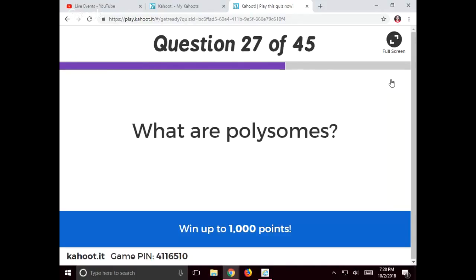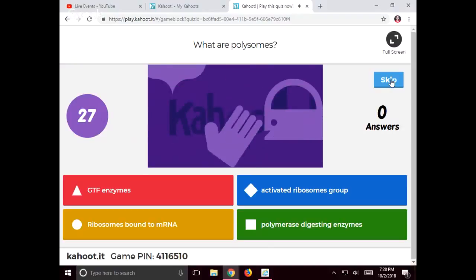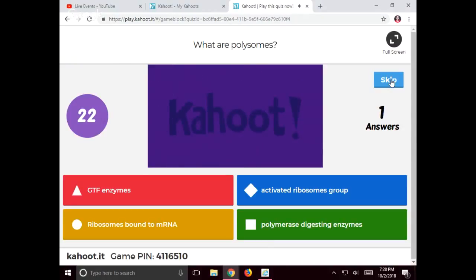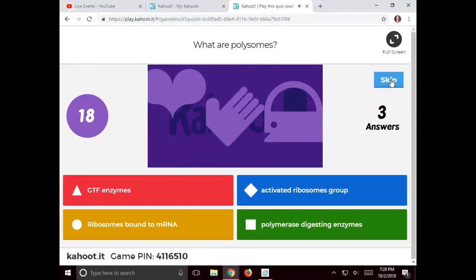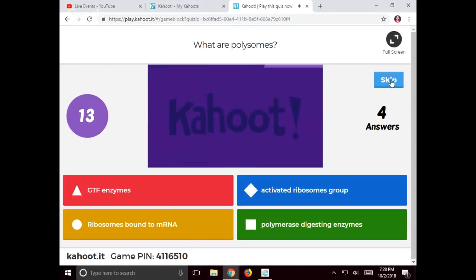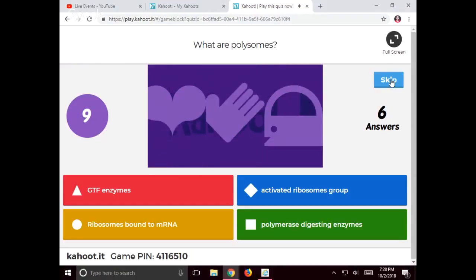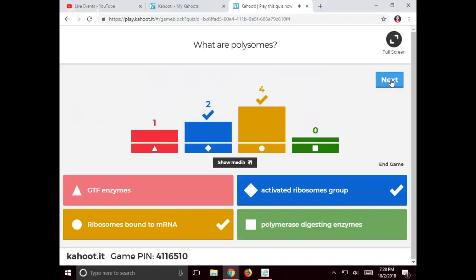All right. This one has multiple right answers. So, what are polysomes? Are they GTF enzymes? Are they activated ribosomes group? Are they ribosomes bound to mRNA? Are they polymerase digesting enzymes? So you got a 50-50 shot because there's multiple answers to this one. In her notes, she has them as an activated ribosome group, because most people didn't get that one. But in our book, it says that it's activated ribosomes bound to mRNA. So we're going to go with her notes and say it's a ribosome group, which makes sense because they have van der Waals interactions and they just drift towards each other. Depending on where they are in the cell, you can end up with a huge conglomeration of ribosomes just chilling out with each other.